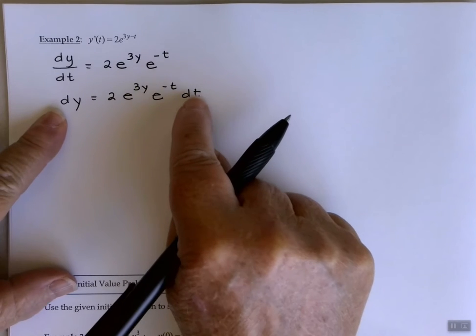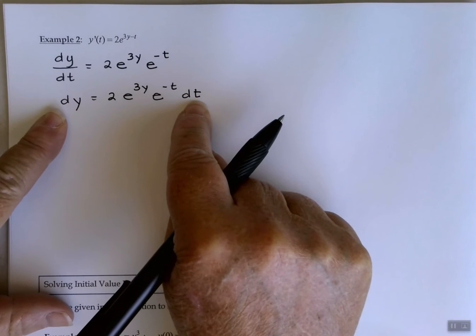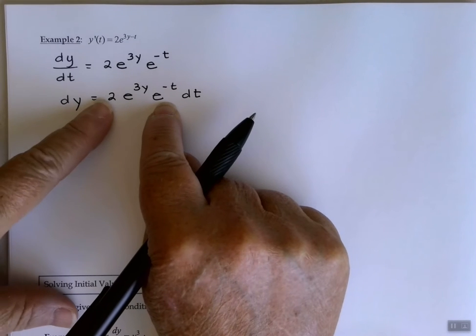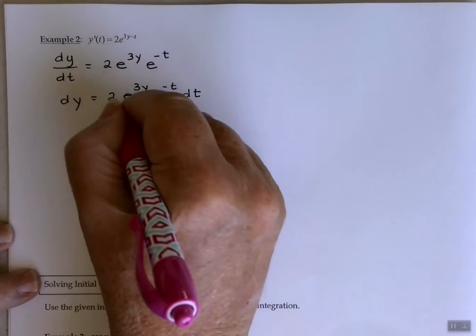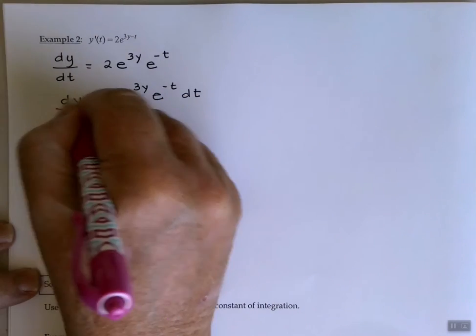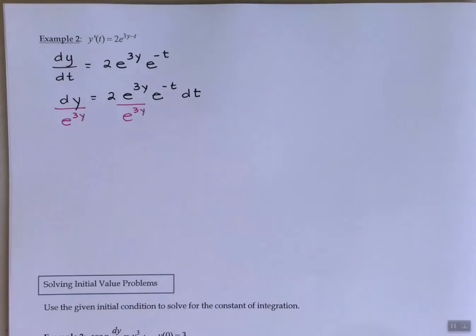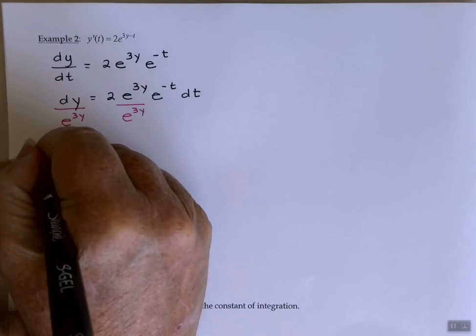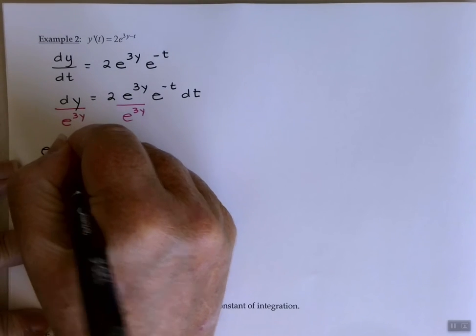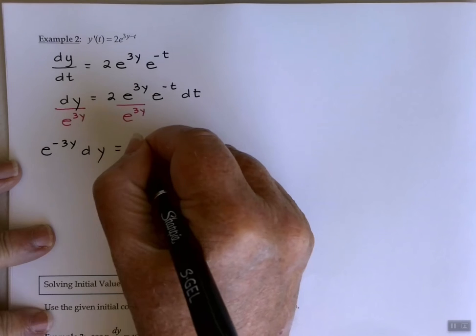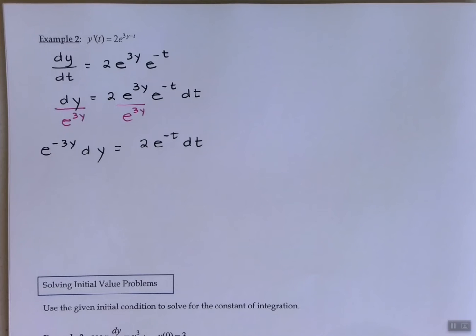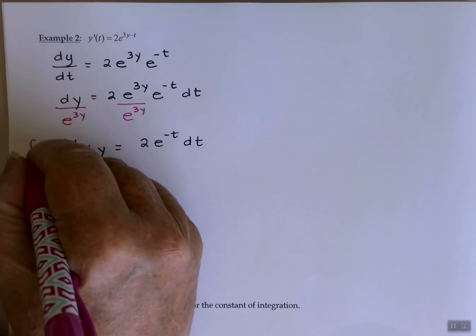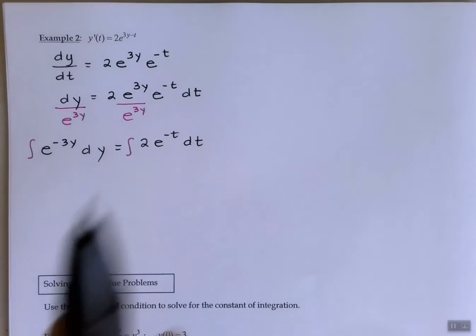And that makes this the y side, and that the t side. That means I'm going to keep the e to the minus t, and I might as well keep the 2 as well. And I want to divide by the e to the 3y. That needs to get moved over to the other side. So let's see, on the left-hand side now, I actually have e to the negative 3y dy equals 2 e to the negative t dt. And now that my y's are all on the left, my t's are all on the right, I can integrate both sides to solve my differential equation.